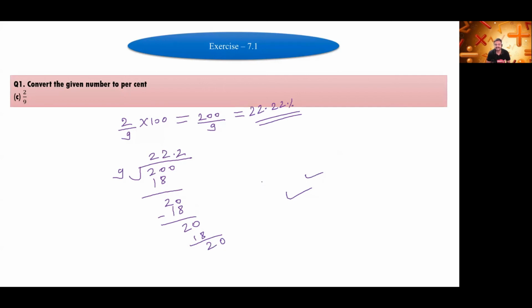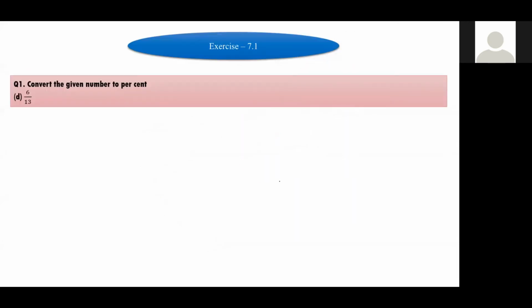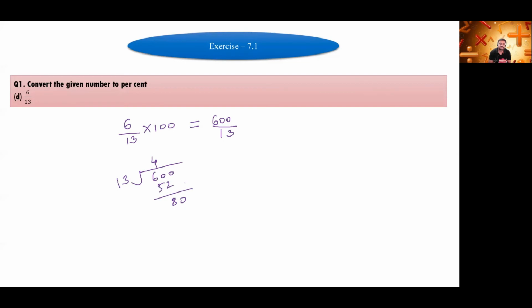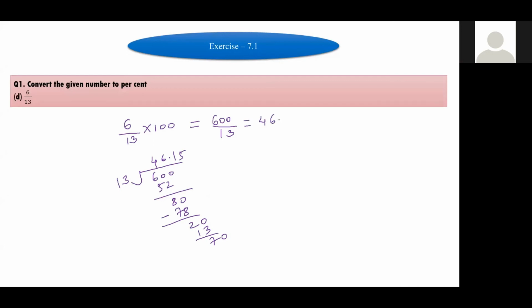Yes, Siddhi. Next one. Yes, sir. Sir, the answer is 13%. Answer is? 13%. How 13%? Okay, sir, I thought of even. Okay, sir. Sir, 6 upon 13 multiplied by 100. So, what it will become? So it is not divisible. Value will come in decimal. No issue. Yes, sir. Okay, sir. Sir, the answer is 46.15%. Okay.